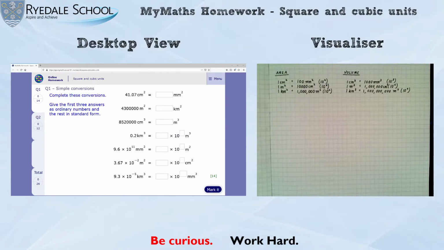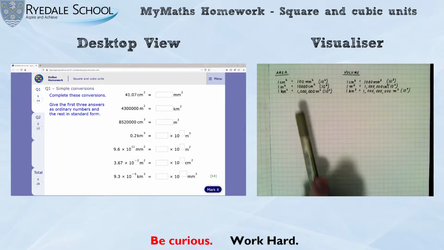Hello, Year 10. Having just started to look through a few MyMaths homework marks, I've noticed that two of you were struggling on the square and cubic units homework. So what I'm going to do is spend a little bit of time going through this exercise with the questions that I've got in front of me and see if this will help explain or support some of you that didn't get such a great score.